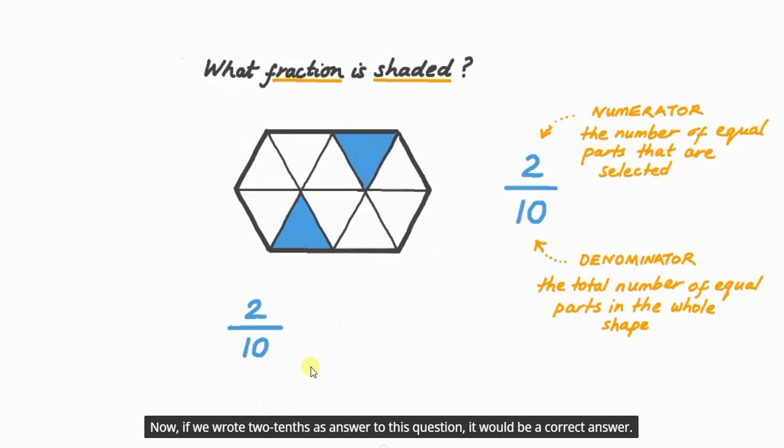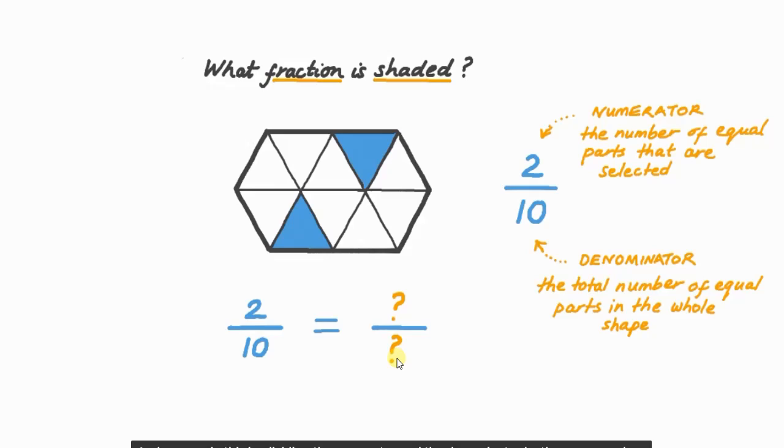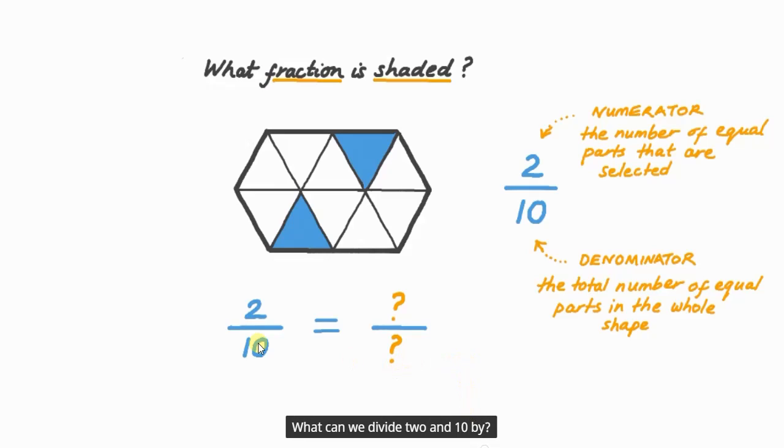Now if you wrote 2 tenths as an answer, it's correct. But you need to simplify it if possible, because there is a simpler way to put it. It's always a good idea to simplify, guys. Simplifying a fraction involves finding another fraction that's equivalent. That means it's not the same numbers, but the same worth, the same value. What can we divide 2 and 10 by? To simplify, we need to divide them by the same number, which is 2.